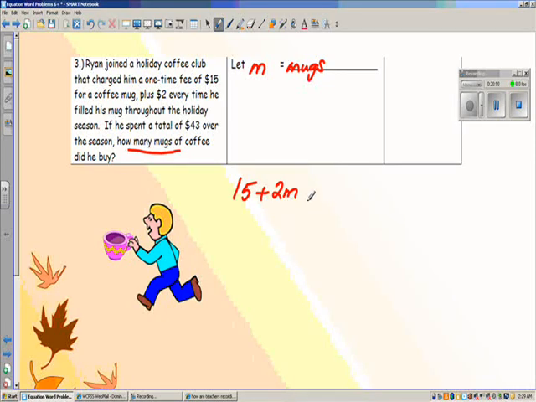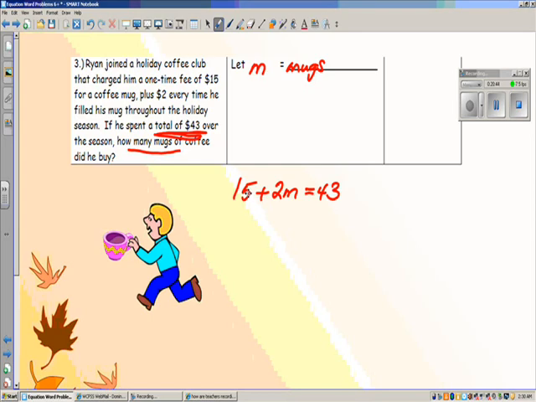The total he spent is $43. Okay, so his total is $43. That's what we're setting our equation equal to. Okay, so let's start to solve. Any idea of what number we'll get rid of first? Let's start with the 15. Remember, we're moving our numbers away from our variables, so we need to move the 15 and the 2. But let's move the 15 first.